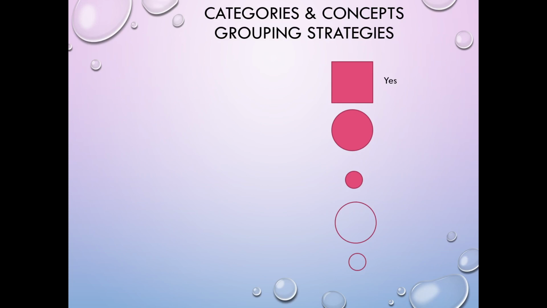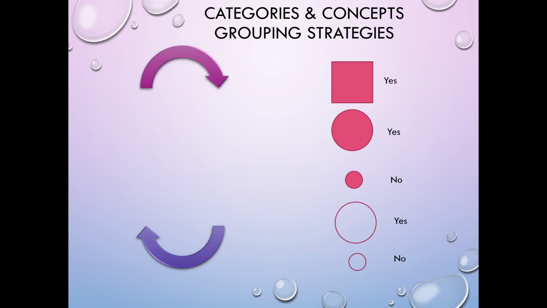So yes, the red square is an example of the concept. Yes, the big red circle is an example of the concept. No, the small red one is not an example of the concept. Yes, the big white one is an example of the concept. No, the small white one is not an example of the concept. So I'll bet you've figured out what the rule is for grouping right now. You probably have already figured it out.